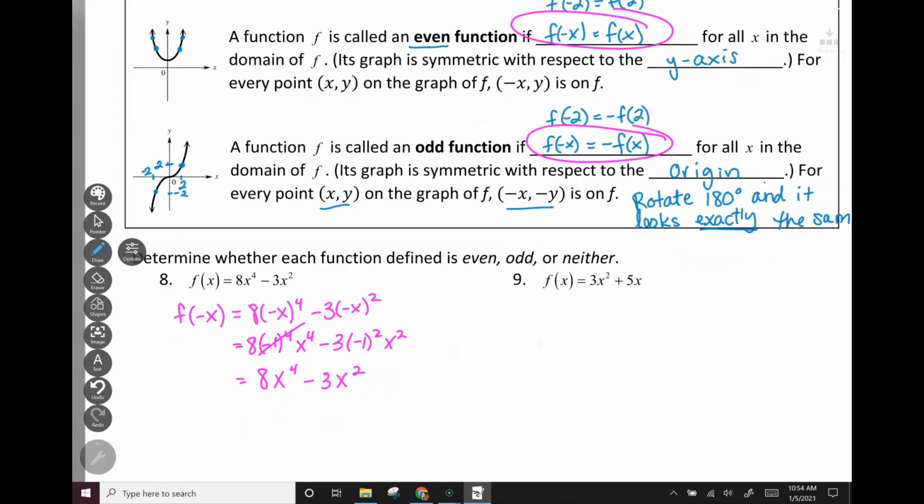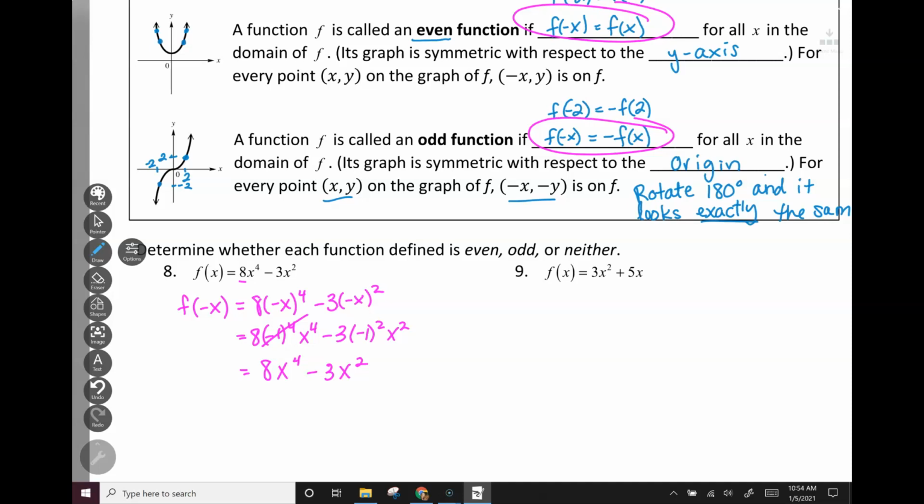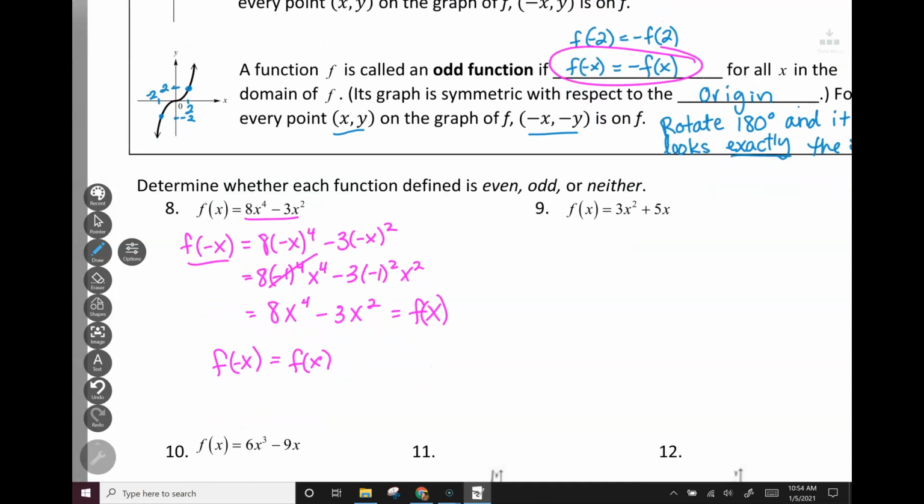Okay, now let's compare this simplified function to the original function, 8x to the 4th minus 3x squared. Notice that it's exactly the same. It is the original function. So what we see is that f of negative x equals f of x. Therefore, that is the definition of an even function. So this function is even.